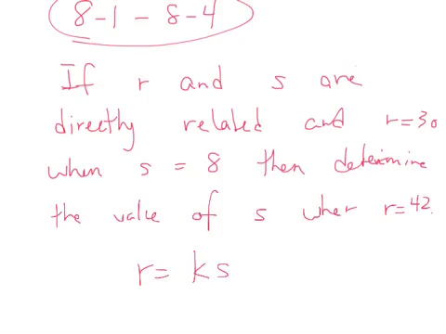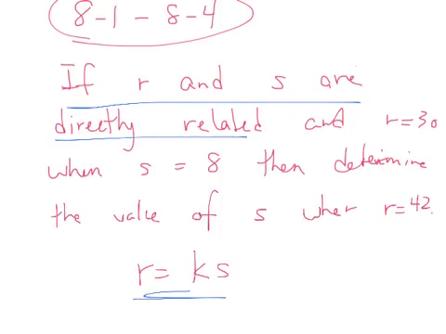So we see right away that it says if R and S are directly related. As soon as you see that, feel free to underline this. This right here at the bottom. Okay, that's the part that you have. If R and S are directly related, that tells me right away R equals KS, or S equals KR. Either way is fine. Either way is fine. I got to keep emphasizing that.